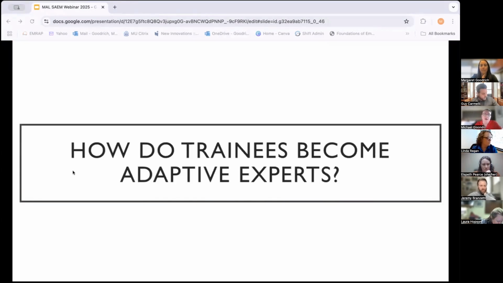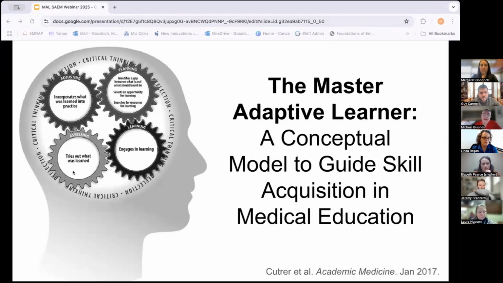And today we're going to talk about one theory on how adaptive experts are created or how they're trained. And that's the Master Adaptive Learner conceptual framework or theory. The MAL framework has been around since 2017. It is a hot topic. People love this topic. They talk about it in all different med conferences. It's written about all the time, including by our team. And it's a theory, right? Like maybe it's true, maybe it's not.